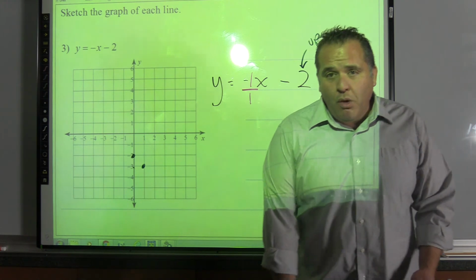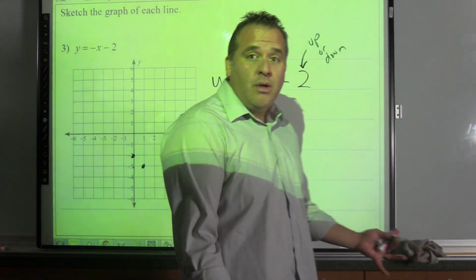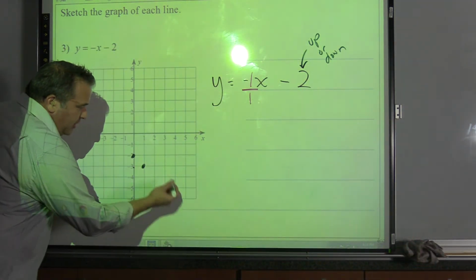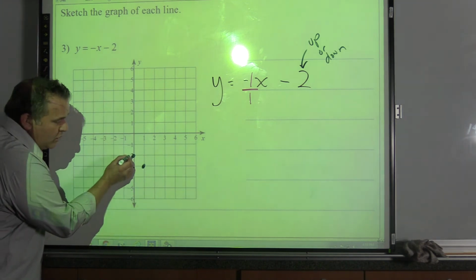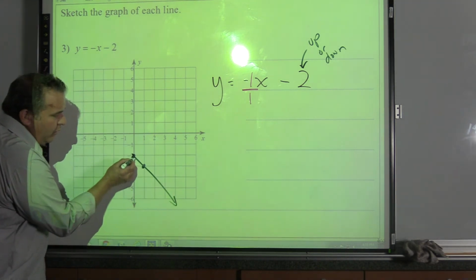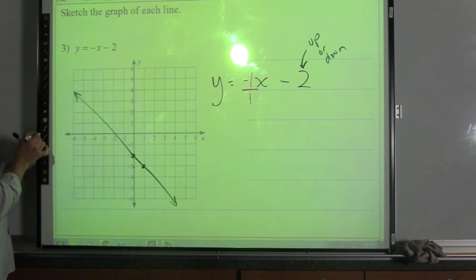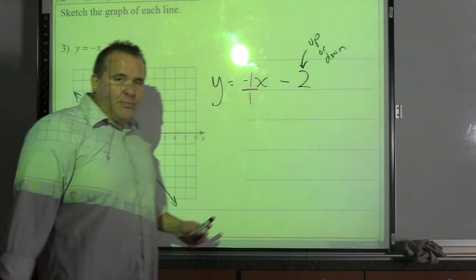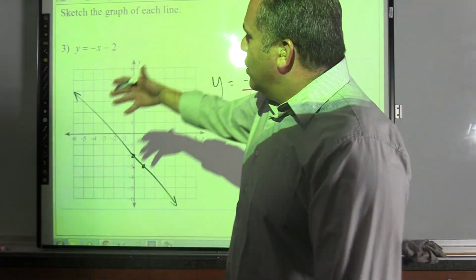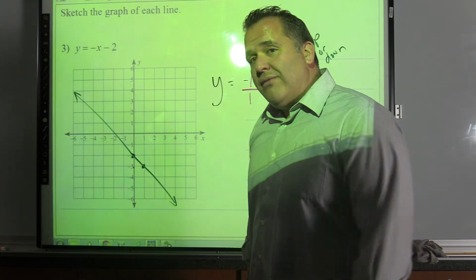Now you have your 2 points. So what do you do now? Well, now what you're going to do is take this and connect your points all the way through. You see that? Now, we just graphed that line. So we graphed y equals negative x minus 2.